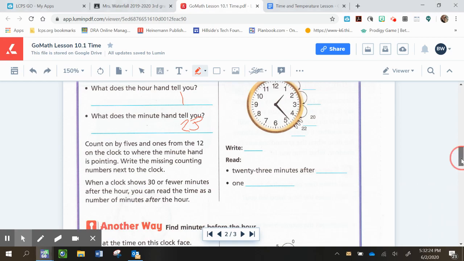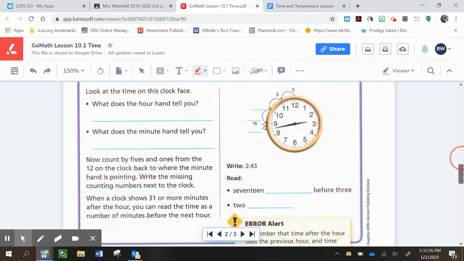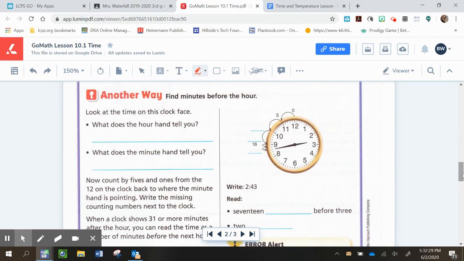Another way to find the minutes before the hour, you can look at this clock. We're going to try it differently, okay? We can go backwards, actually, from it. And so the hour hand is telling us it's in between the 2 and the 3. It has passed the 2, so it's 2.